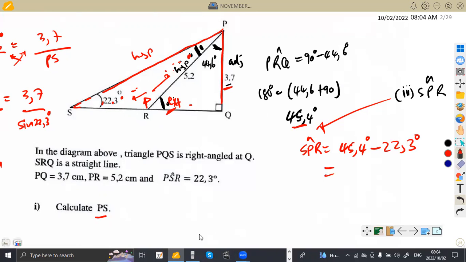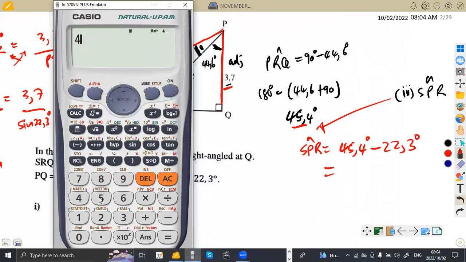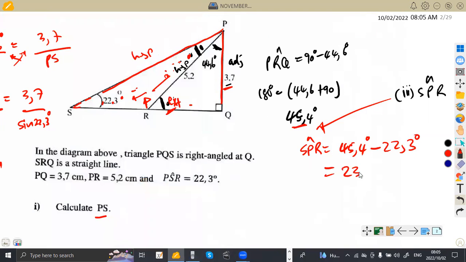degrees. Okay, so I was actually finding a way that I can explain so that you can understand. I don't know if it is clear. So it is going to be 23.1 degrees. Okay, so this will be 23.1 degrees. So that's our SPR.